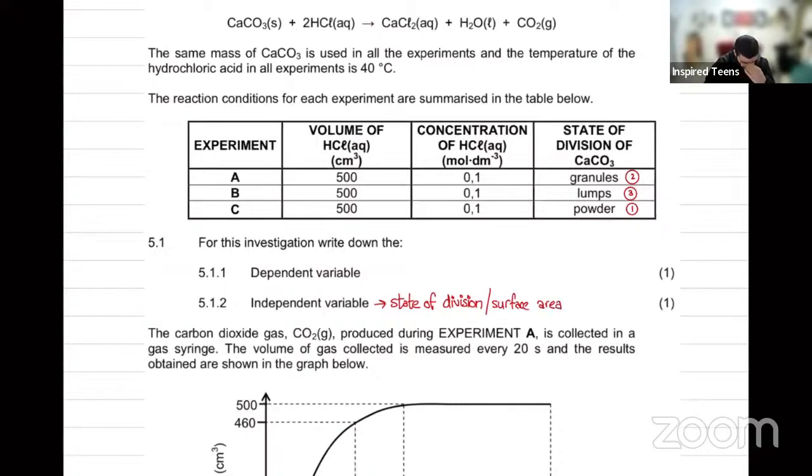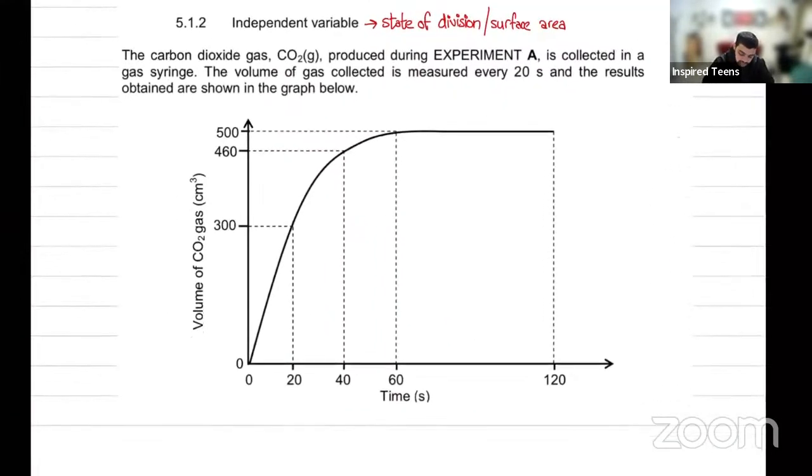That is the independent variable. That's the one that's changing. The thing that's being affected, when we change the state of division, is actually the rate of the reaction. And mostly for rate of reaction questions, the dependent variable is the rate of the reaction, because that's what we're comparing. We are testing different conditions, different factors, to see how it affects the rate of the reaction. So that's the dependent variable. Okay, let's have a look at this.